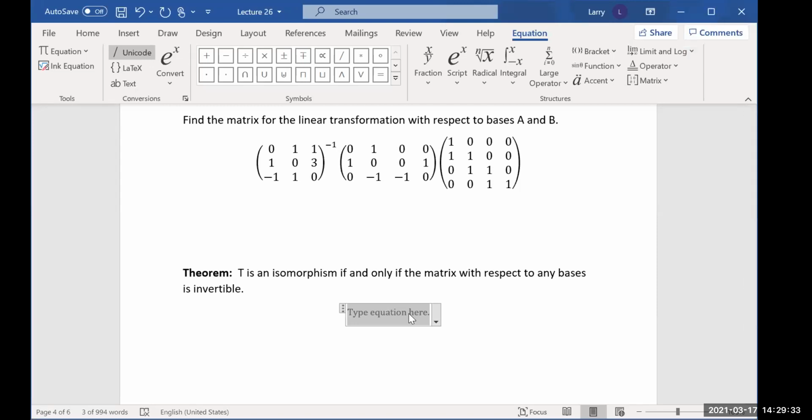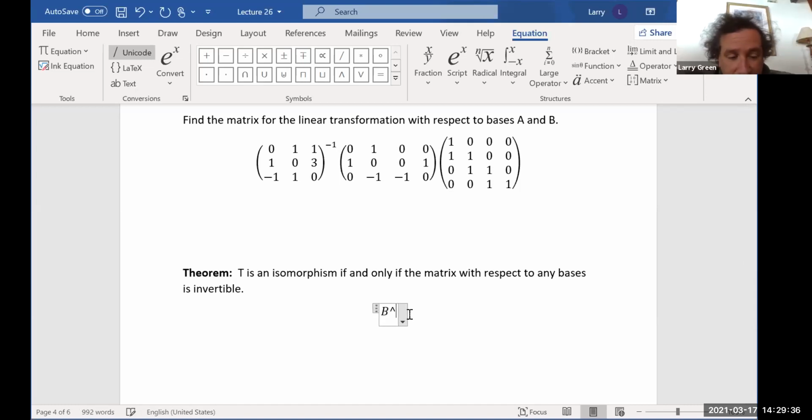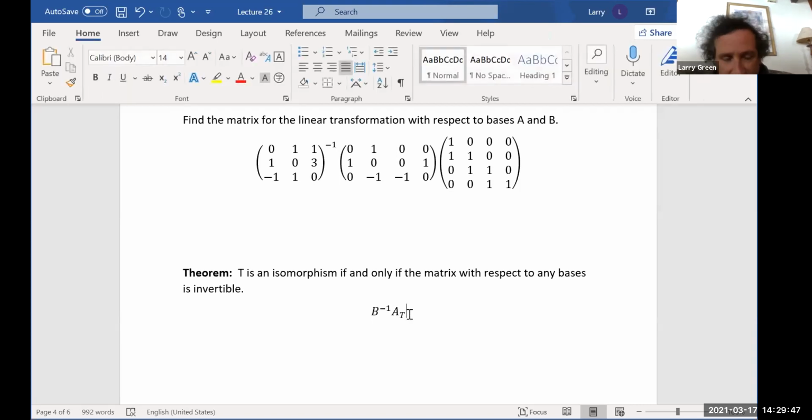So remember that we're looking at B inverse, let's say times T sub E times A. Isn't that what we have here? If you look at what we just did, B inverse T sub E times A. Any questions on that?